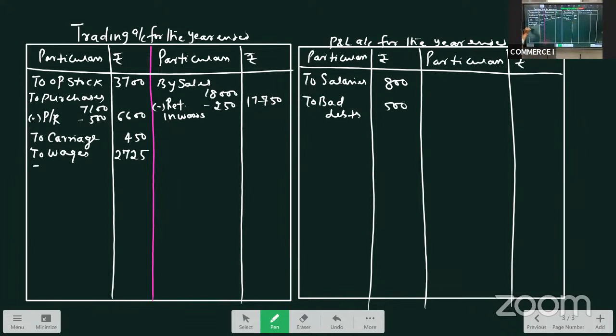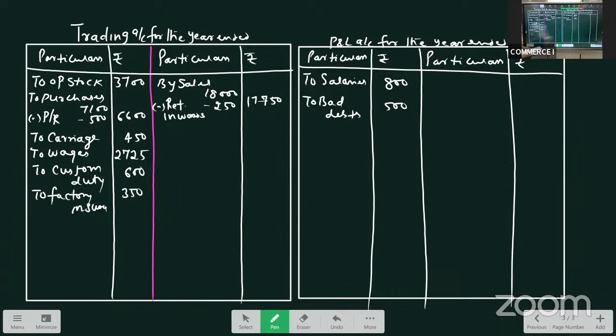Custom duty. If you remember, I told you any sort of duty. Now, what is duty? Duty is a tax. So any sort of tax paid on purchases will come here in trading account. Then factory insurance. Again, any expense related to factory, whether it is factory rent, factory insurance, factory lighting, any item related to factory would come in trading account. So factory insurance, it will come in trading account, 350.